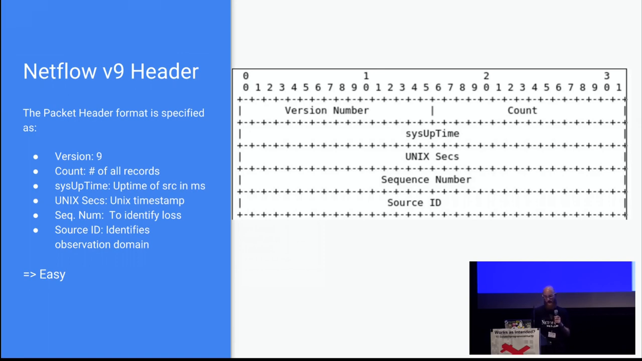The NetFlow version 9 header is quite simple. So there's a 16-bit field. The first one is a version number. That's usually set to 9. For IPFix, it is set to 10.